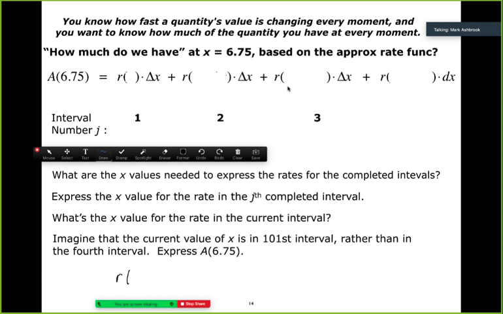completed intervals, what did we come up with for the jth interval? What was the x coordinate to get the rate for the jth interval? It was a plus the quantity of j minus 1 times delta x. That's right. To get to the left side of the jth interval, you go across j minus 1 intervals, right? So you start at a, go across j minus 1 delta x's, and that gets you to the left side of the jth interval, okay? And so we said we're going to sum those up, starting from the first interval.